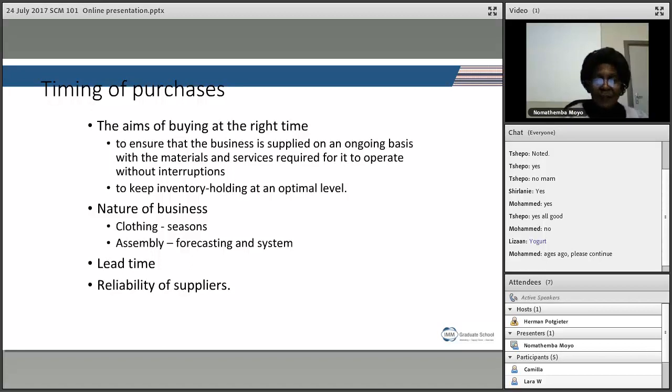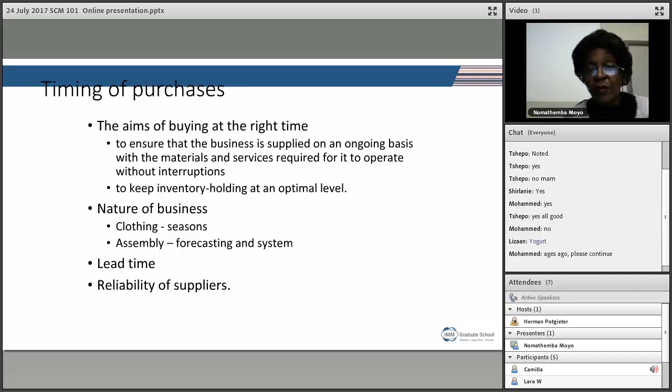Timing of purchases. The aim of buying at the right time is to ensure that the business is supplied on an ongoing basis with the materials and services required for it to operate without interruptions. Remember, if you run out of materials, it means you will close your production facilities and still pay the workers.